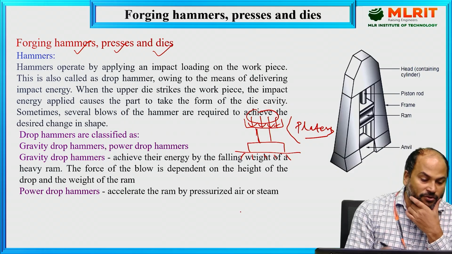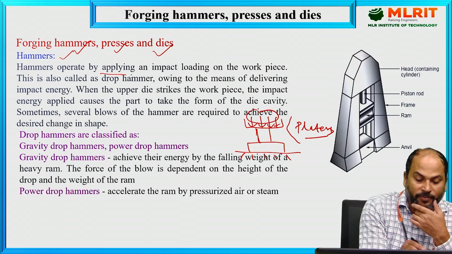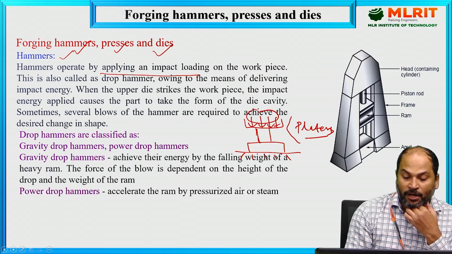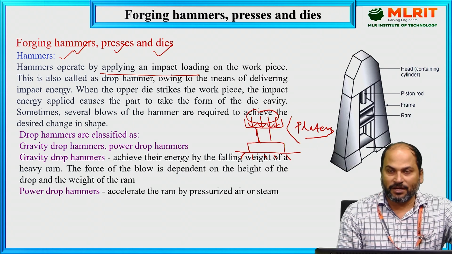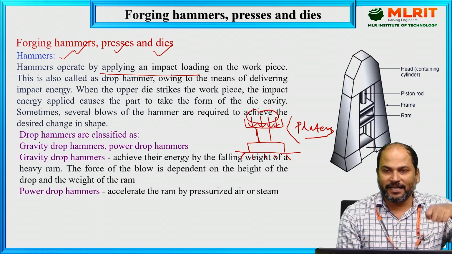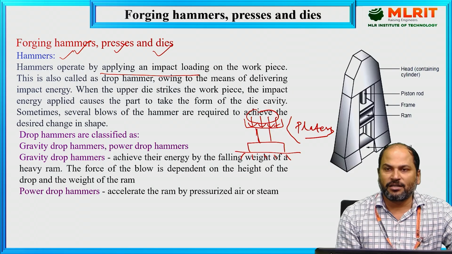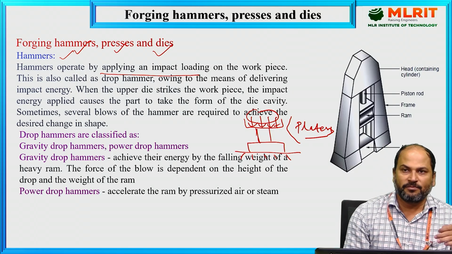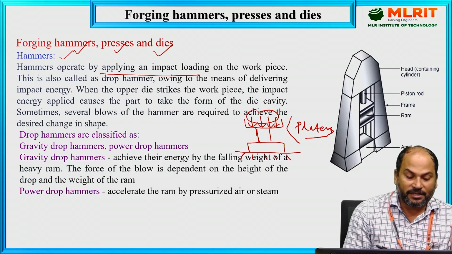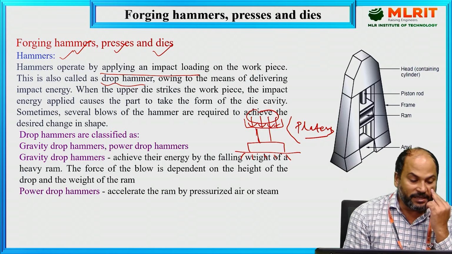So what is a hammer? A hammer operates by applying an impact loading. Sudden load will be applied on the workpiece. This is also called the drop hammer. You are impacting, then taking it further and then impacting again; the drop is not continuous. You are impacting the workpiece or specimen that you want to deform. That is the reason it is also known as a drop hammer, owing to the means of delivering impact energy.